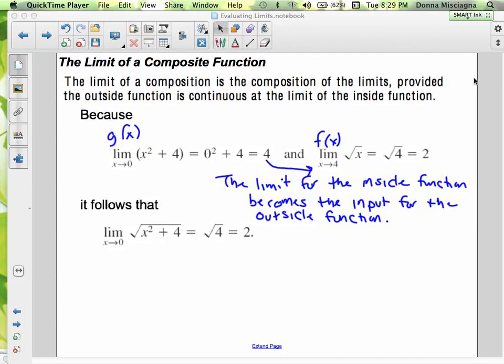So let's look at some limits of composite functions. The limit of a composition is the composition of the limits, provided the outside function is continuous at the limit of the inside function. So let's take a look at a couple examples.